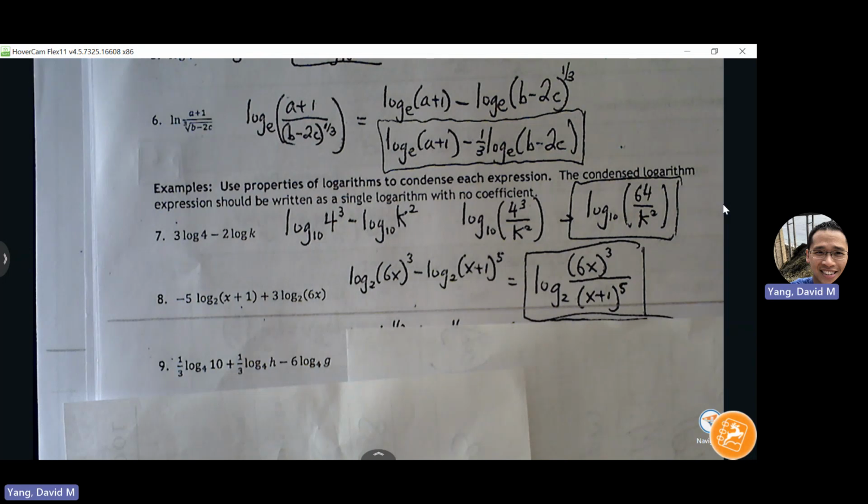Try number 9. So first take care of the 1/3 and the 6th. And then you have to find a place for the 10, the H, and the G. We're just practicing this today. That's all we're doing, just practicing with these 3 properties here.